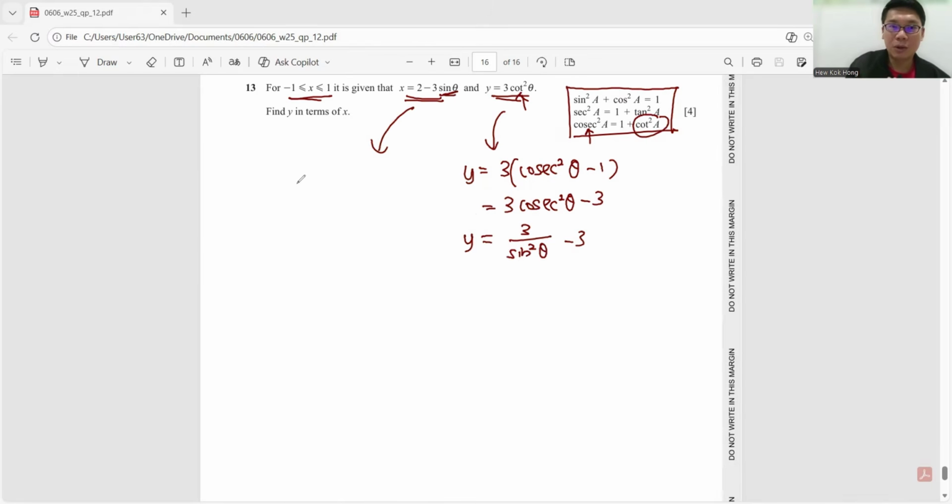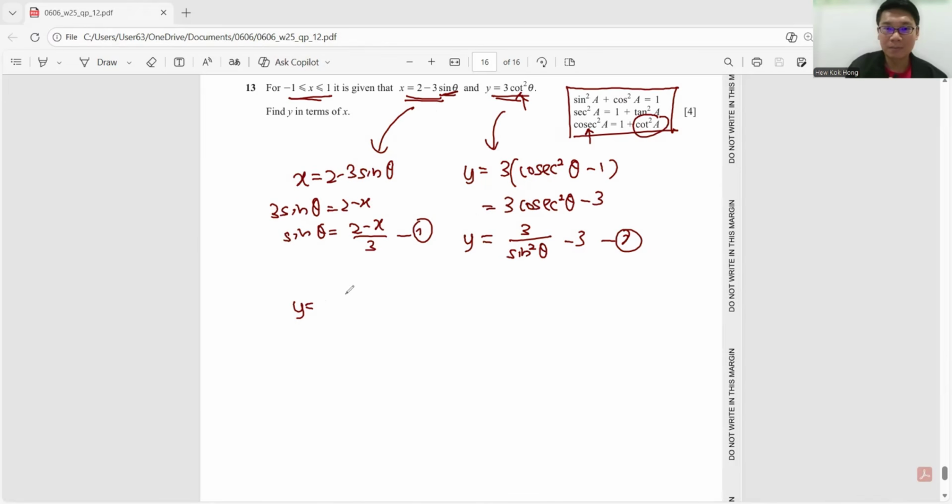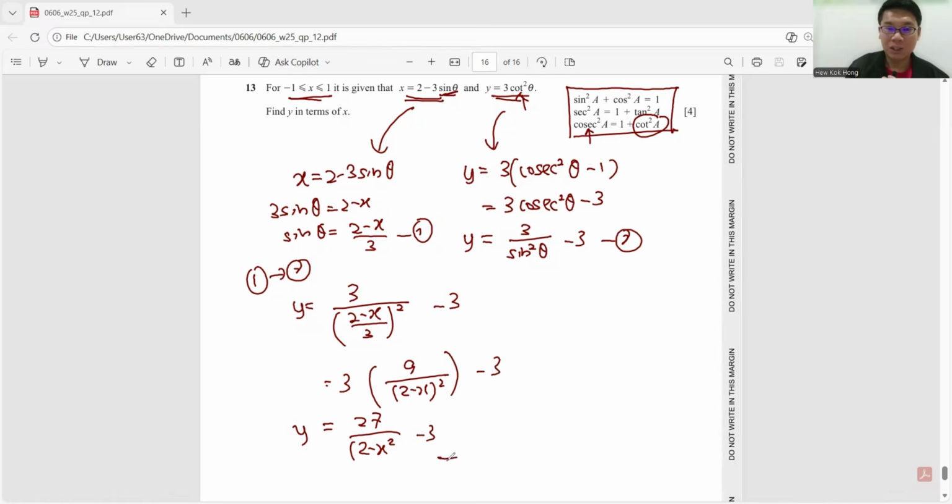Then from here we know sine theta is this. Then we substitute them together, and then you can get what is y in terms of x. Since it's a fraction, we swap upside down when changed back to times. 3 square is 9. This 2 minus x square. So this is y in terms of x.